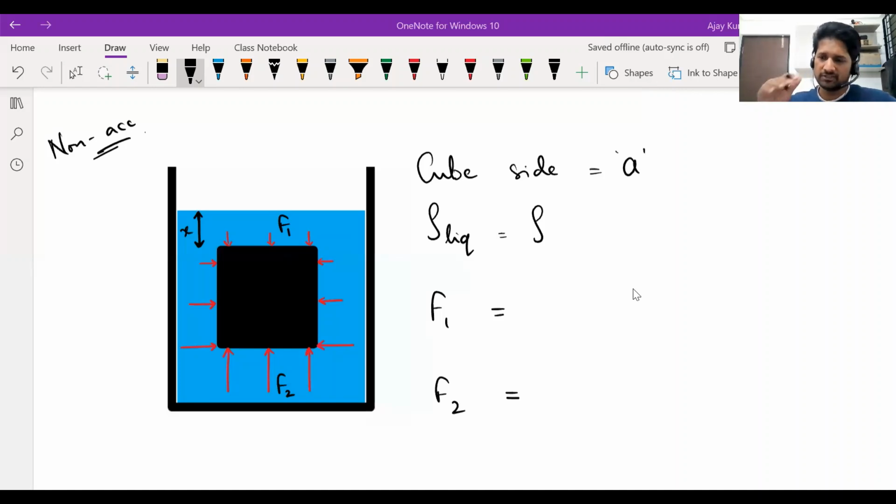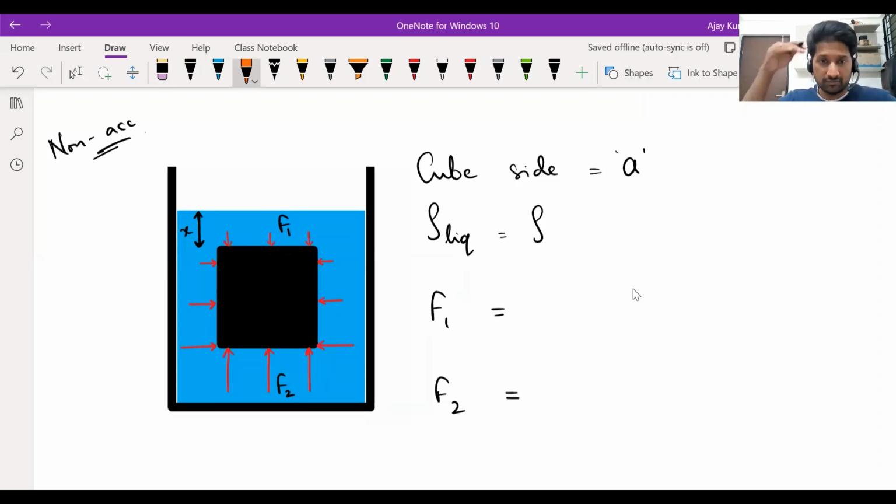Listen, the force F1 is the force acting on the upper surface of the cube. The entire upper surface is under uniform pressure and it's a flat surface. If pressure is uniform and the surface is flat, expressing force is very easy: pressure multiplied with area. We had discussed this in the second lecture of this chapter. Now, what is the pressure on the upper surface?